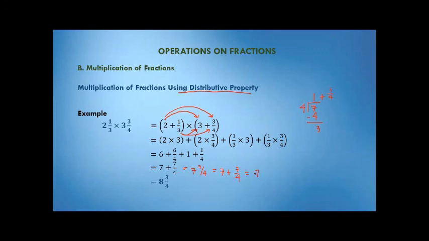So 7 plus 1 and 3/4. Kaya ang sagot dyan is 8 and 3/4, which is here. So ibig sabihin, 2 and 1/3 times 3 and 3/4 is equals to 8 and 3/4. So that is how we process the distributive property kung mixed number ang involved.